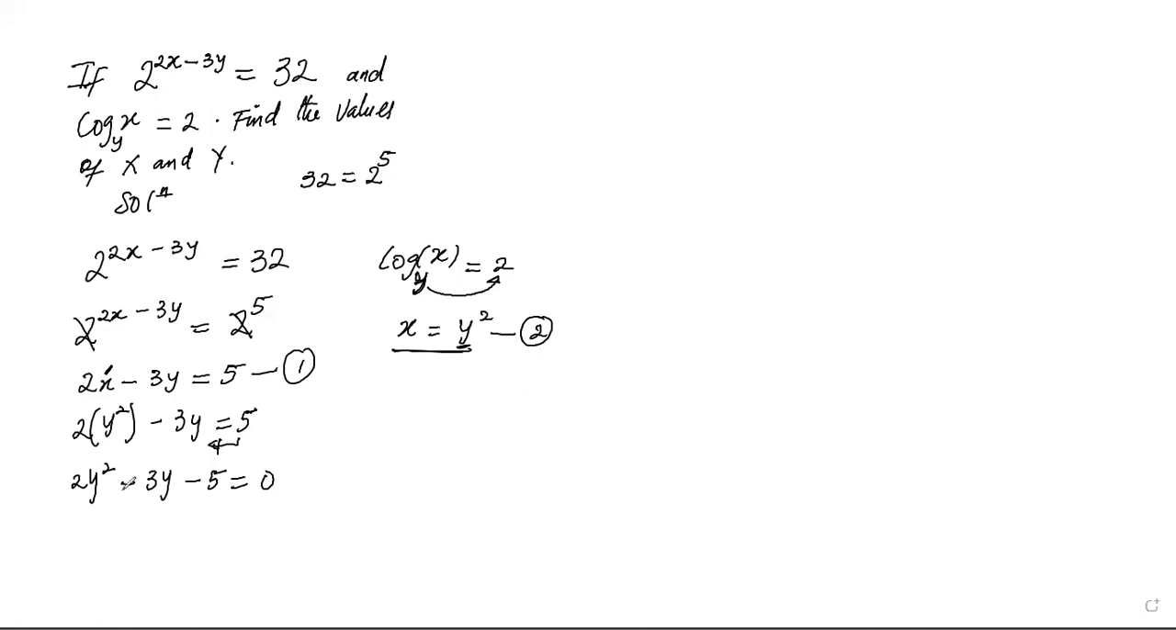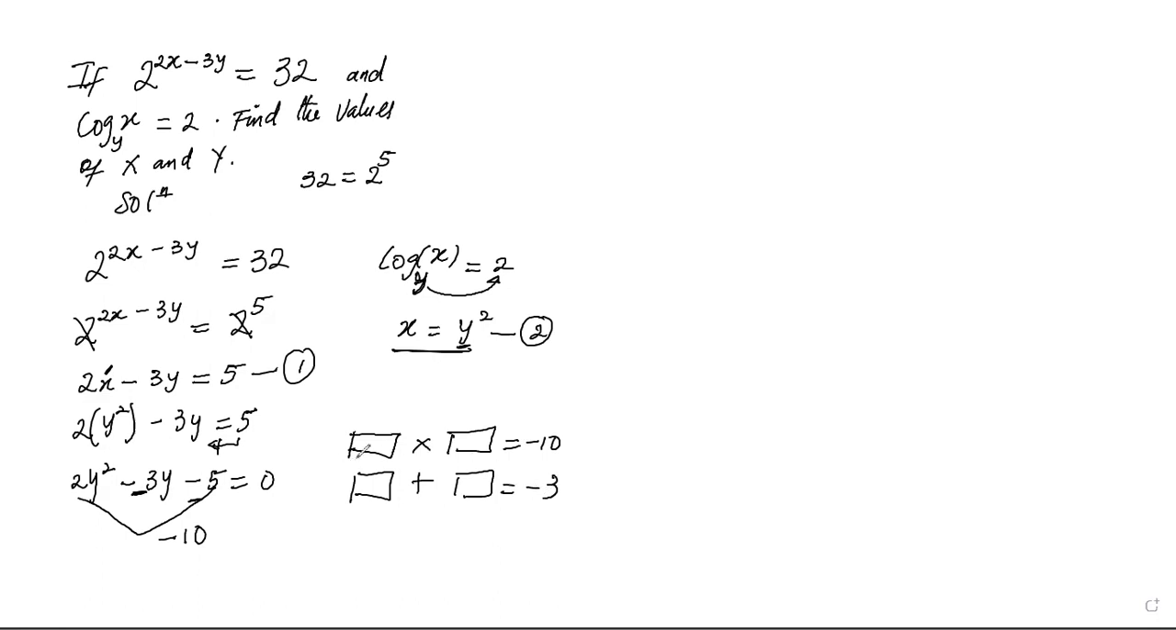Okay, viewers, now we want to solve this quadratic equation right here. I'm going to multiply the coefficient of y squared and this constant term here. So I have 2 times minus 5, and that will give me minus 10. Now we're looking for two values such that when you multiply them together, you get minus 10, and when you add those same values together, you get the middle term, which is minus 3.